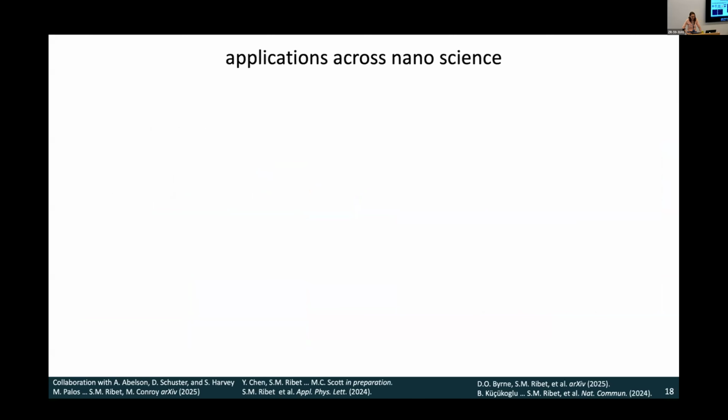So I just wanted to end this section by saying, I've talked about the methods we use here, but we're really applying this across all kinds of different challenges in nanoscience. And this means the way we take the data is a little bit different day to day with different users, and also the way we reconstruct it.